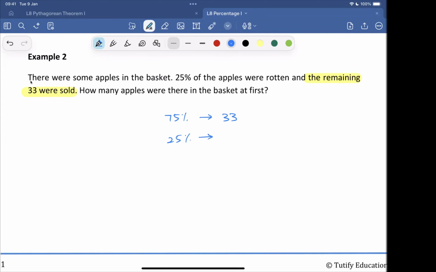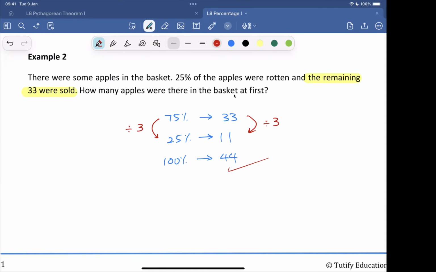How much is 25%? How many apples is 25%? 75% is 33, right? So 25% is how many apples? 75 divided by 25 is 3. So how many apples is 25%? 11. Yeah, 11. Then 100%, how many apples? Times 4. Very good, times 4.